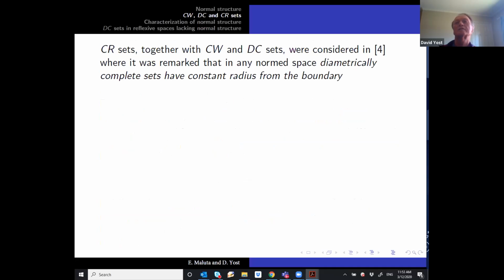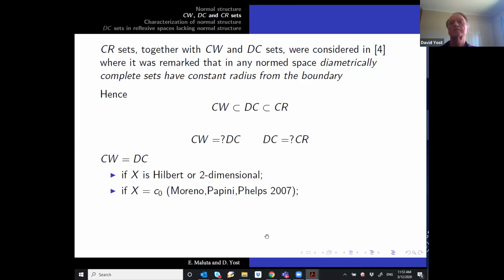Sets of constant radius. Any set which is diametrally complete has constant radius from the boundary. So we have this relationship. Every set of constant width is diametrally complete, and every diametrally complete set has constant radius. And we'd like to know about the converse. So are these two classes equal? Can these inclusions be reversed? Well, here are some partial results.